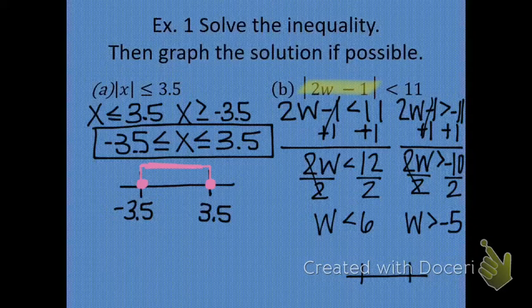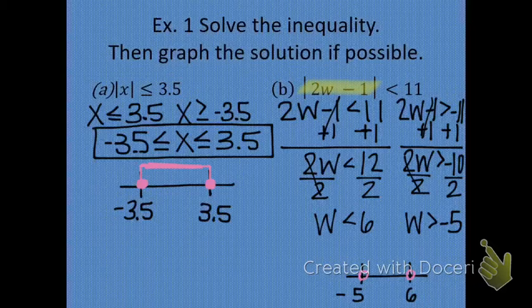What number is going to the left? And to the right? 6. All right, let me hear more participation. What type of circle is going on negative 5? Open, because it's just greater than. And the circle on 6? Open, because it's just less than. So those numbers are not part of the solution.